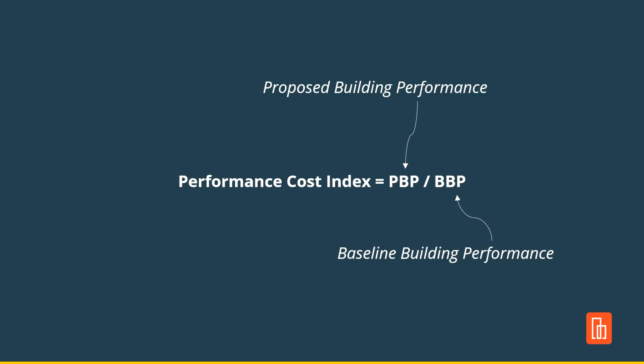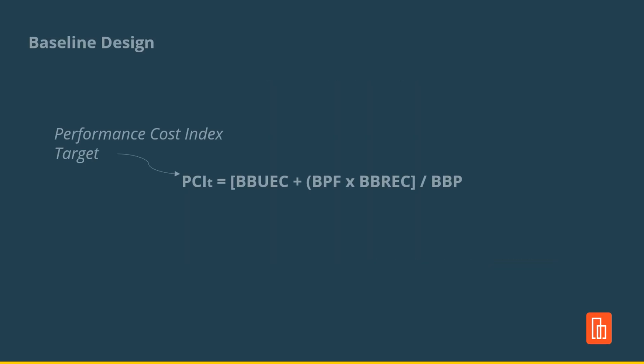Now, I'll spend a few minutes going through this just for those folks that are really, really new to it. But to generate a performance cost index, we need to generate a target for the baseline building. So there's another equation here that we need to get into. And it's effectively this value here, the performance cost index target, which is what we're trying to improve on. Yeah, the formula looks a little bit intimidating at first.